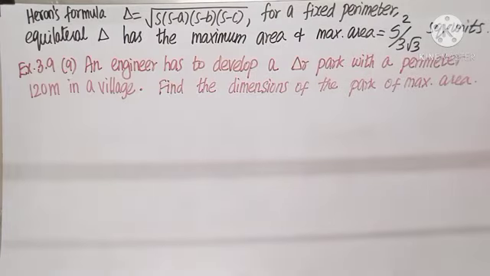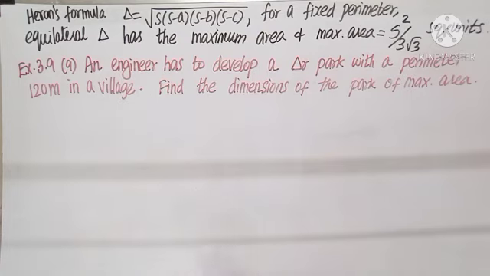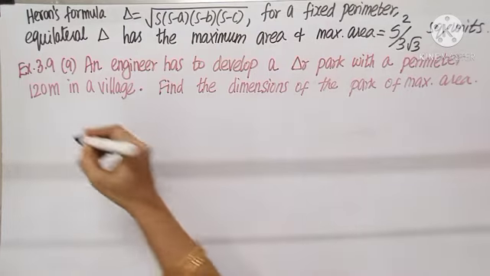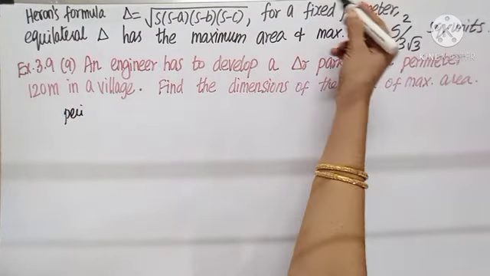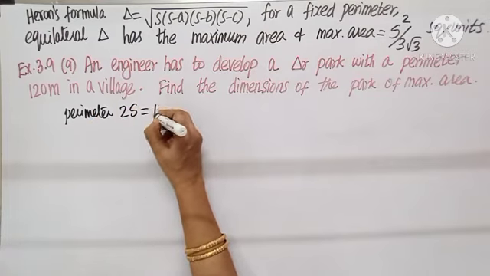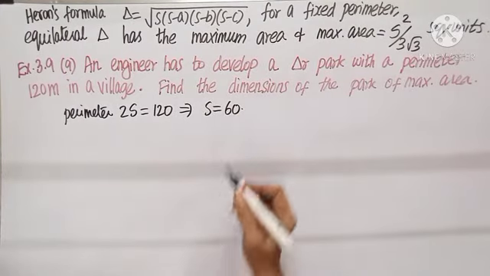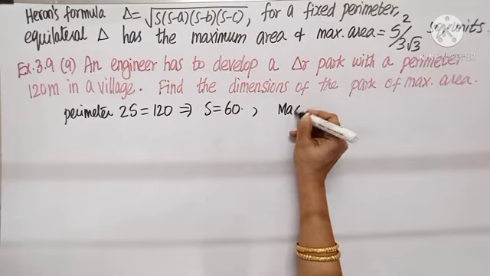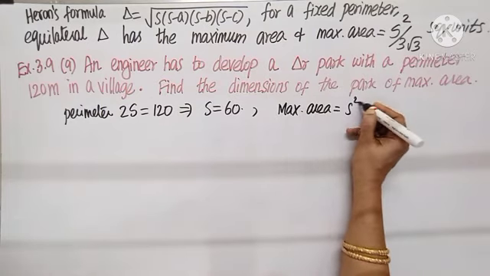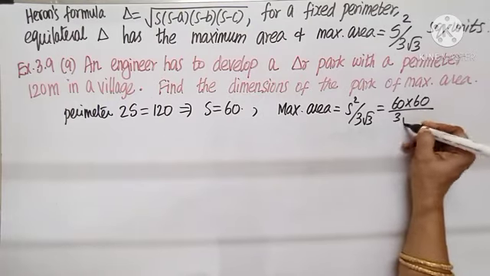An engineer has to develop a triangular shaped park with a perimeter of 120 meters in a village. If the park is having the maximum area, find the dimensions of the park. Given perimeter. So the question, already we have used this formula. Given perimeter 2S equals 120, S is equal to 60. For a given perimeter, maximum area equals S square by 3 root 3, or 60 into 60 by 3 root 3.